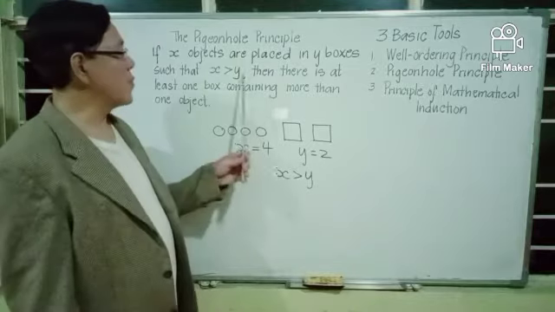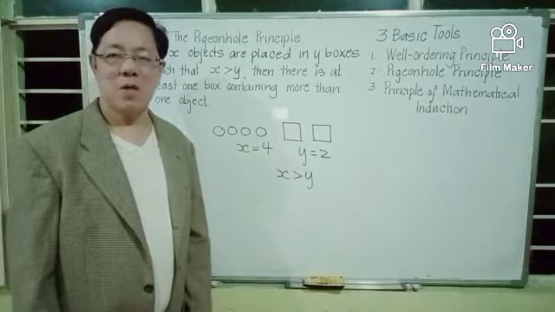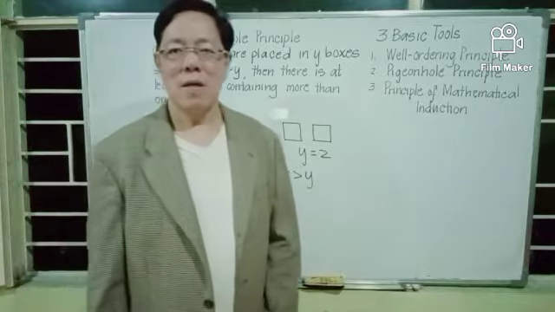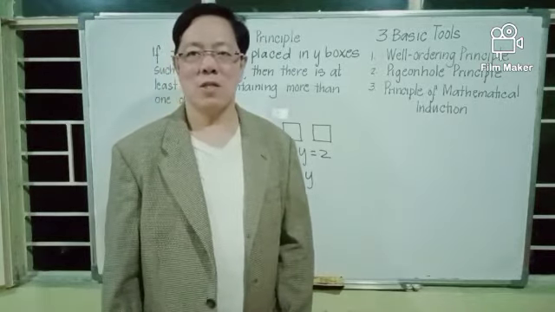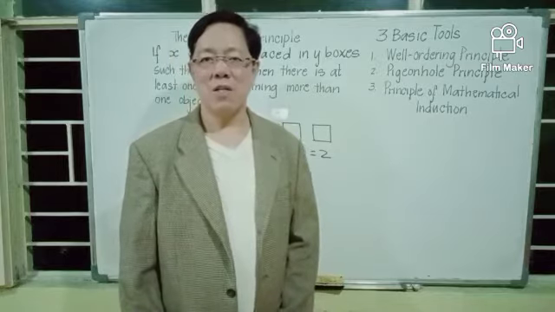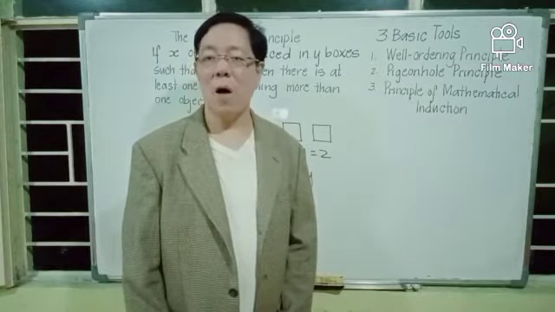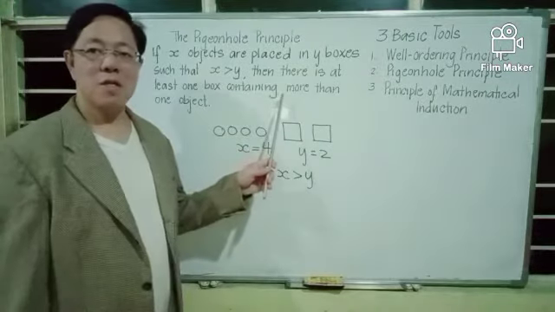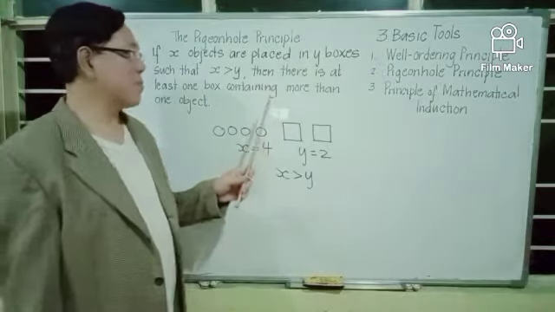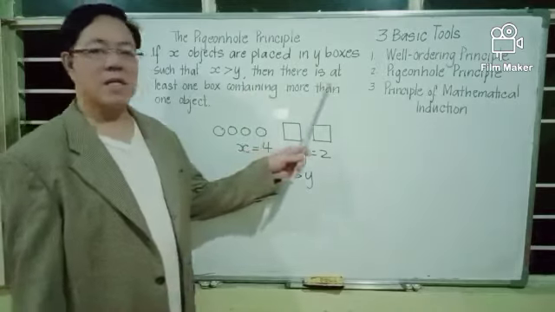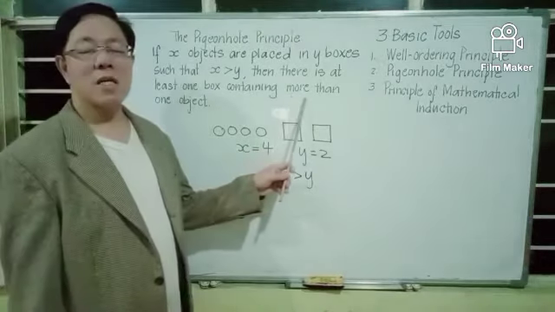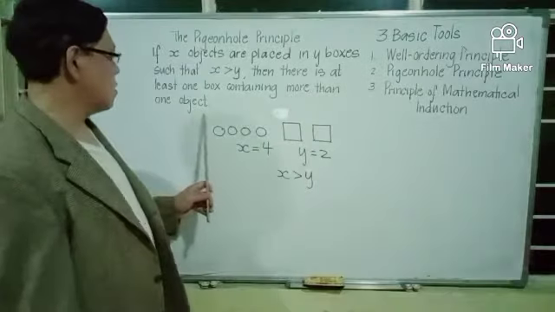Now, we will prove this pigeonhole principle. And the proof of this pigeonhole principle is proof by contradiction. By proof by contradiction, we will assume the opposite of the conclusion of the pigeonhole principle. The conclusion says there is at least 1 box that contains more than 1 object.